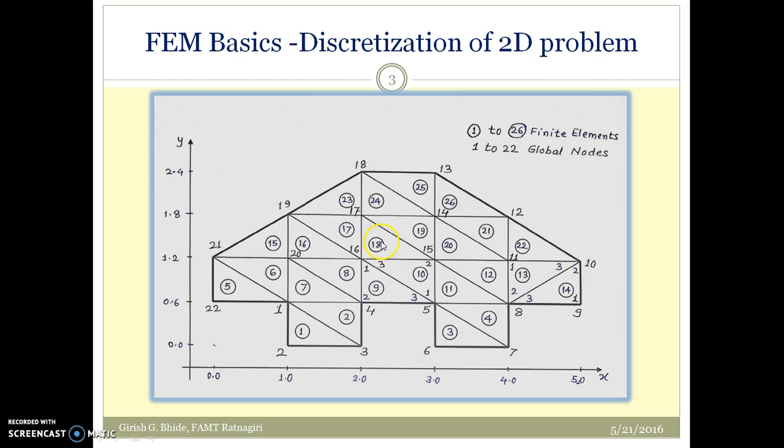The local node numbers are always written inside the element and assigned in anti-clockwise fashion. The global node numbers are written usually outside the elements except for the interior nodes, for example node number 11, 14, 15, 16, 17 and 20. Thus there are total 22 global nodes from 1 to 22.